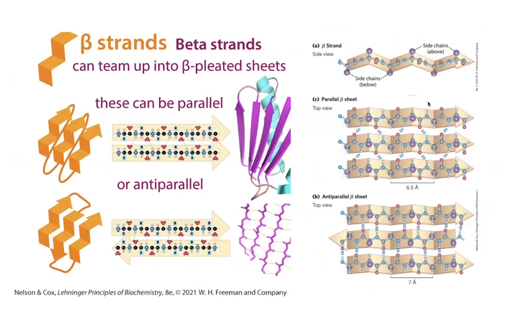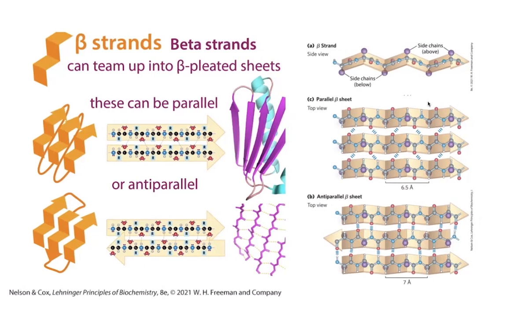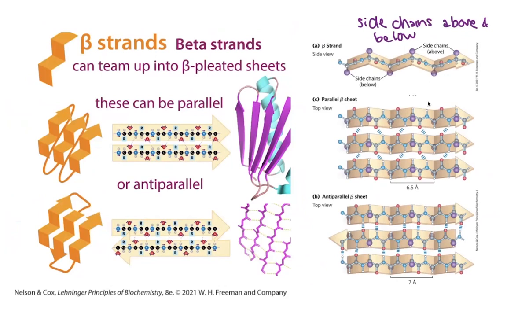So we have this zigzag structure, and what's important is that the side chains go above and below this zigzag, so these are like pleated strands. And then what's going to happen is that the actual hydrogen bonding is coming in between these different strands. So it's not in between a single strand, but it's in between multiple strands that are pairing up to form these sheets. And again, these can be parallel sheets or they can be anti-parallel sheets.